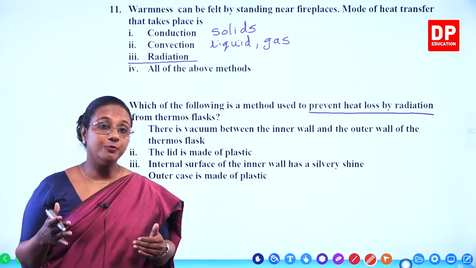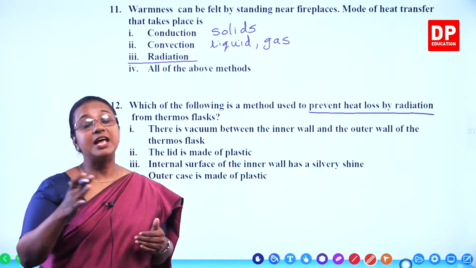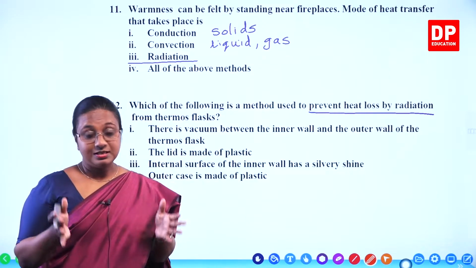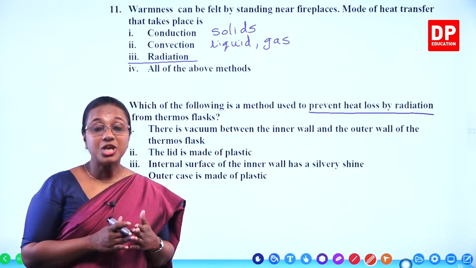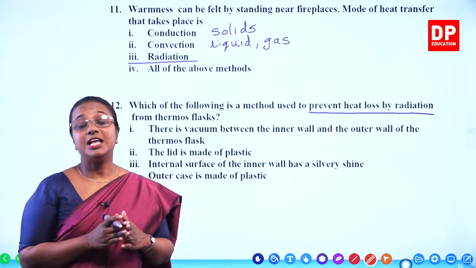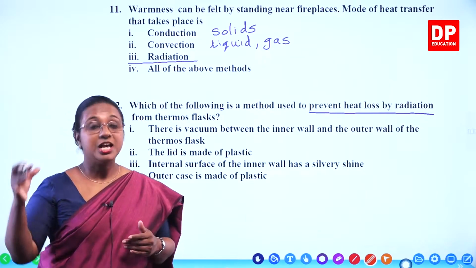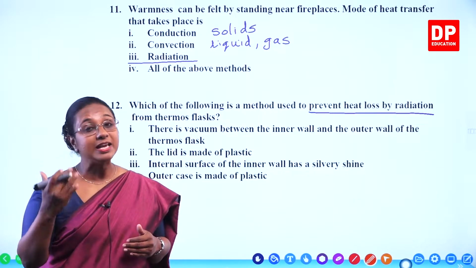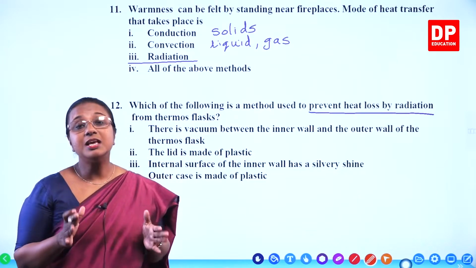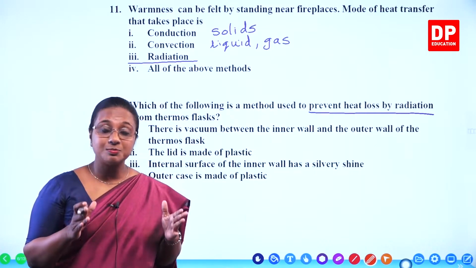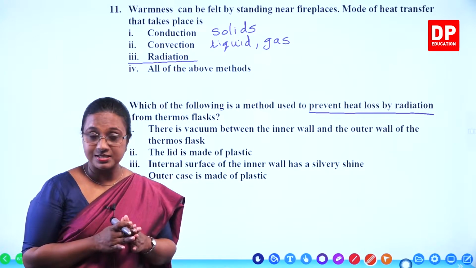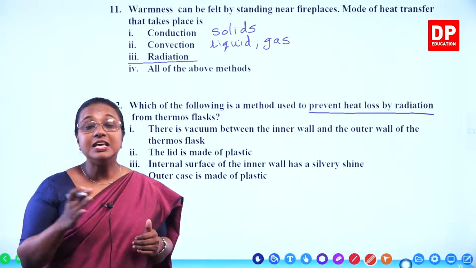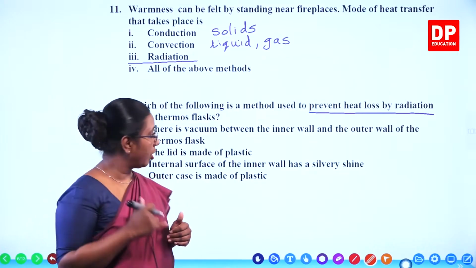Then there is a vacuum, which again prevents conduction and convection. And inside there is a glass wall that is shiny, so that prevents heat loss by radiation. And above there is also an insulator cup that prevents heat loss by convection. So all three methods of heat transfer are prevented in a Thermos flask, and heat radiation is prevented by the shiny inner surface of the wall.